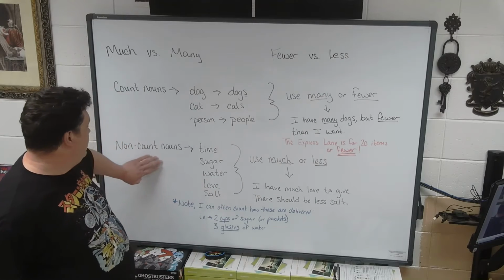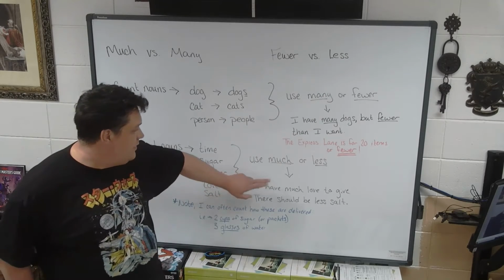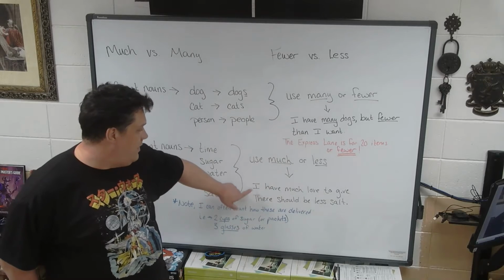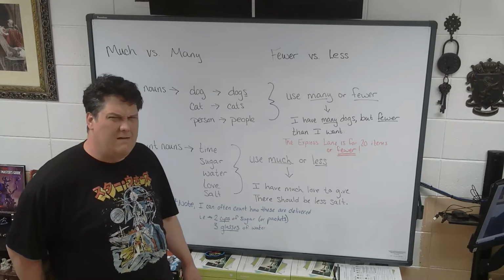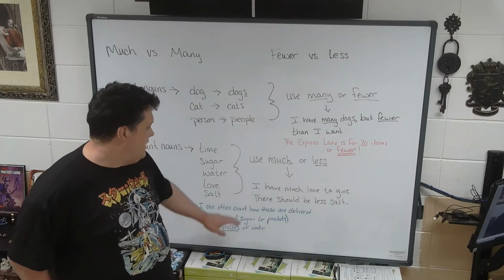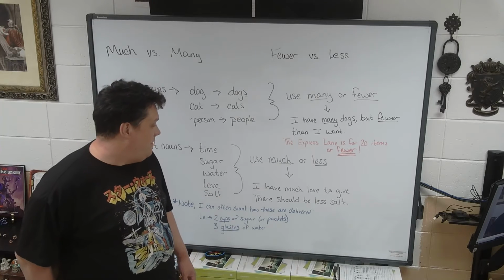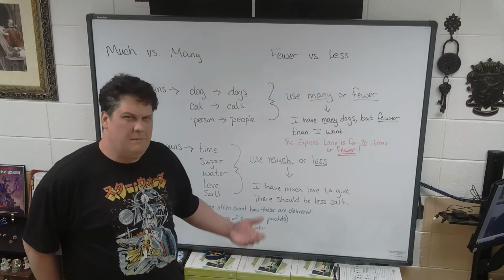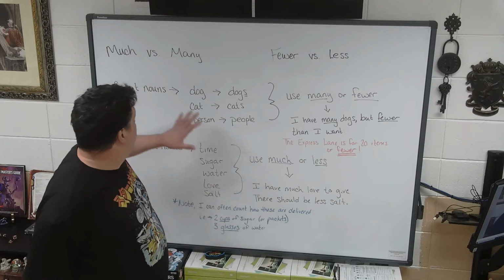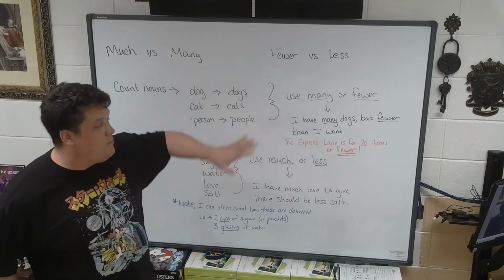And in the case of non-count nouns, we would use much or less rather than many or fewer. I have much love to give, not many love to give. That doesn't make any sense. There should be less salt on these mashed potatoes instead of fewer salt. That wouldn't make any sense. So, there you go. Much versus many, fewer versus less.